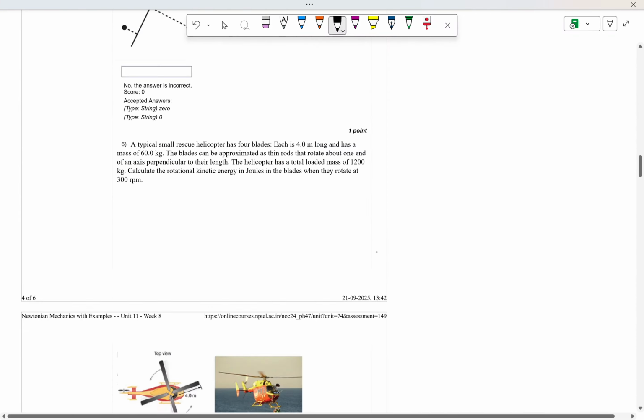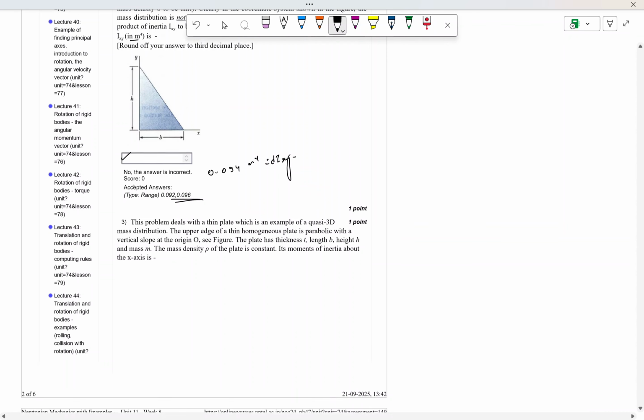So let us see. Okay, the accepted answer is in the range of 0.092 to 0.096. So we are getting 0.094 meter to the power 4 is equal to Ixx. So this question is also done.